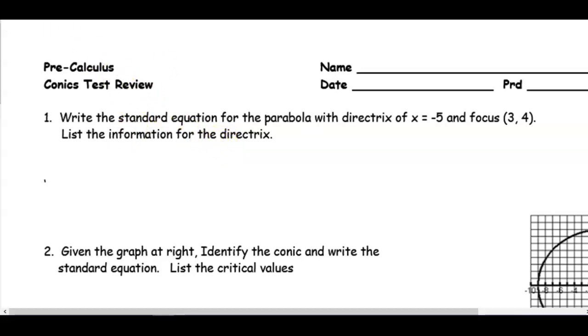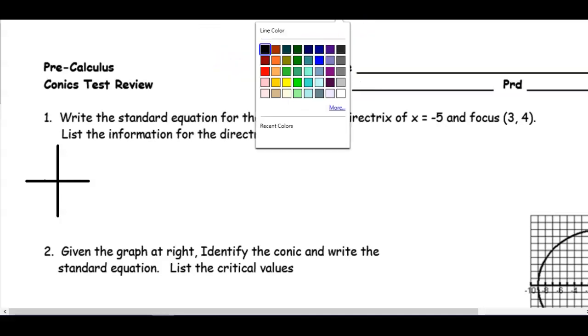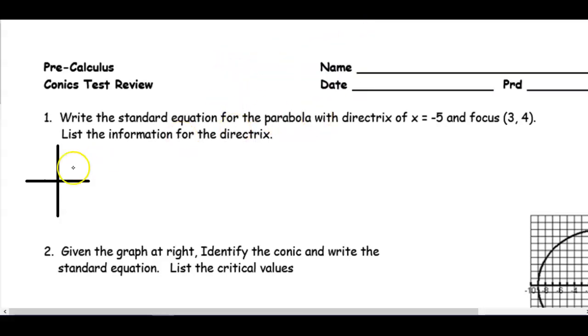All right, so real quick, I'm going to do a little rough sketch over here in the corner so you can see. If I have a directrix at x equals negative 5, let's say hypothetically that's x equals negative 5, and the focus is at (3, 4), that's the focus, that green dot. Well, we know this is a parabola, and by the way, this is x equals 3.